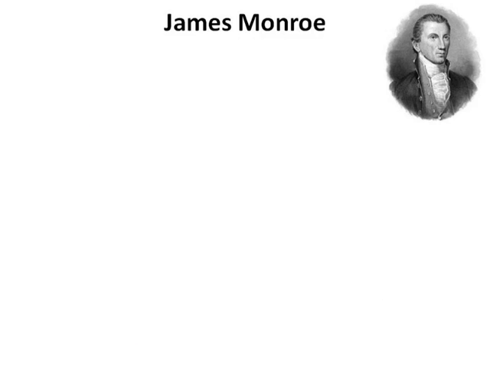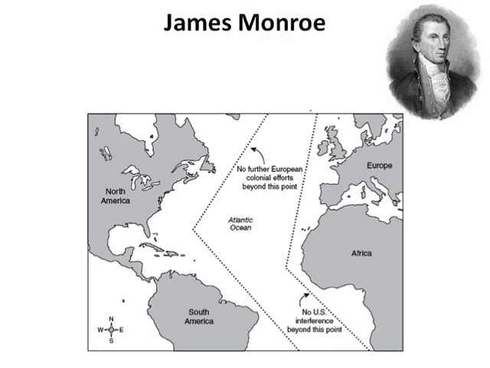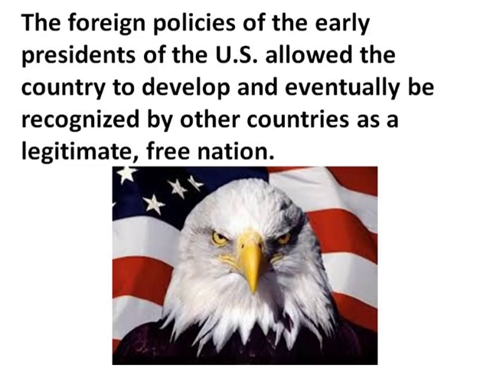Finally, James Monroe issued the Monroe Doctrine, which warned European nations to stay out of the Western Hemisphere. So the importance of what we just covered was that the foreign policies of the early presidents of the United States allowed the country to develop and eventually be recognized by other countries as a legitimate, free nation.